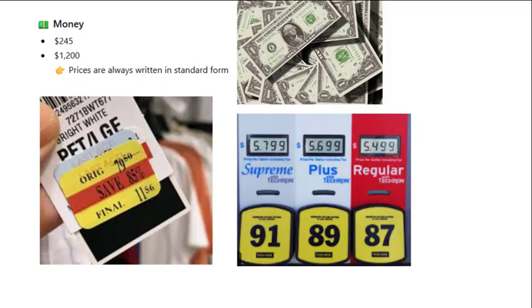Let's check that out. Money. Money is written in standard form. $245, $1,200. Prices are always written in standard form. You can also see standard form at the gas station. Next time mom or dad drives up to get some gas, look at the price. It's written in standard form.